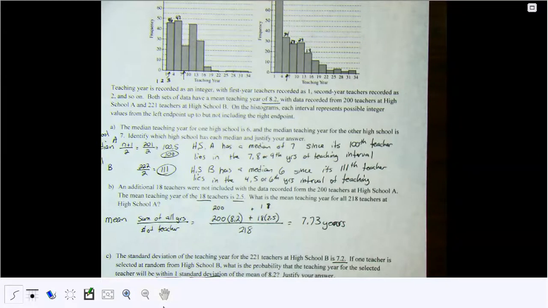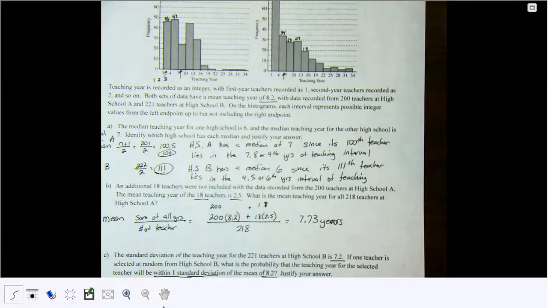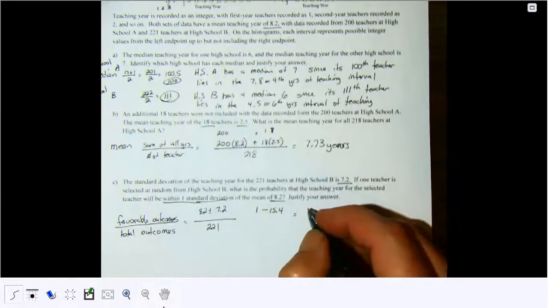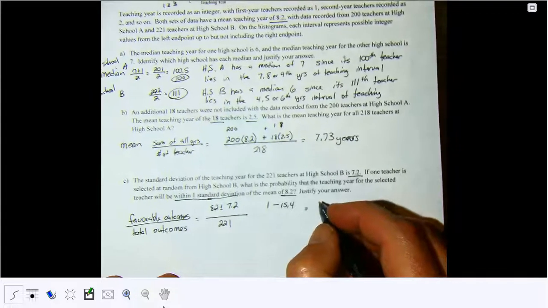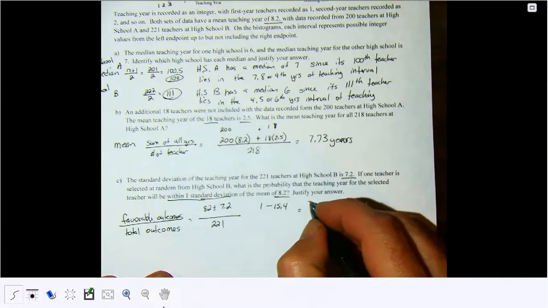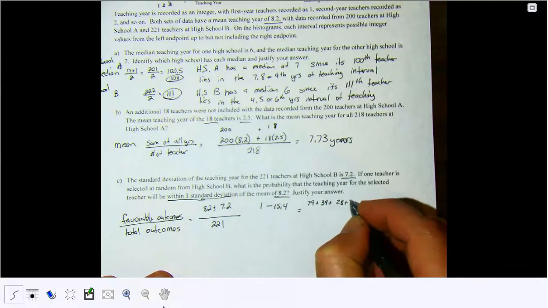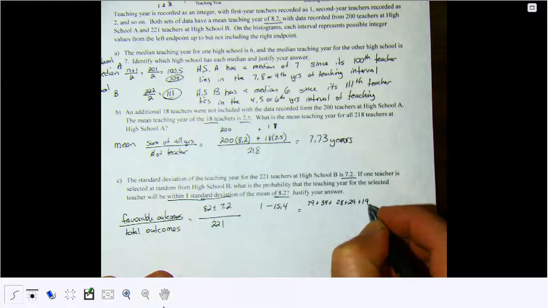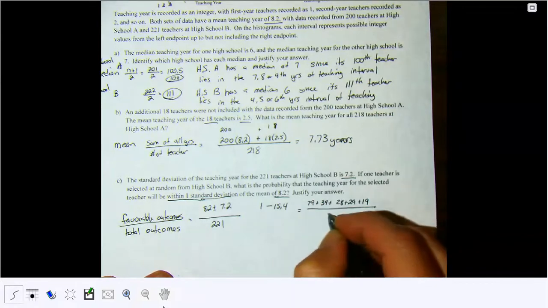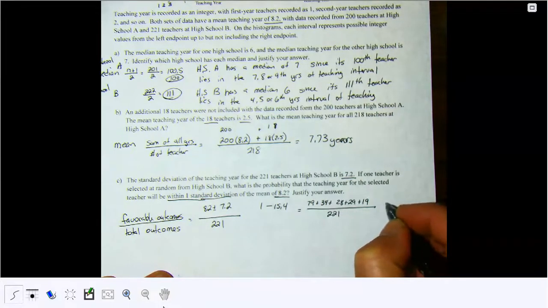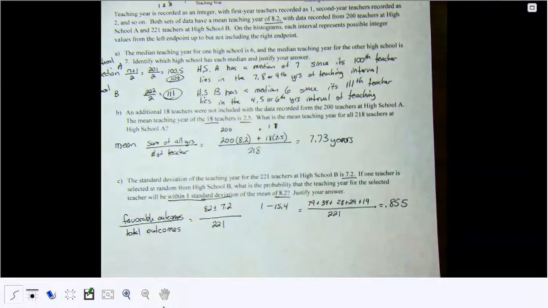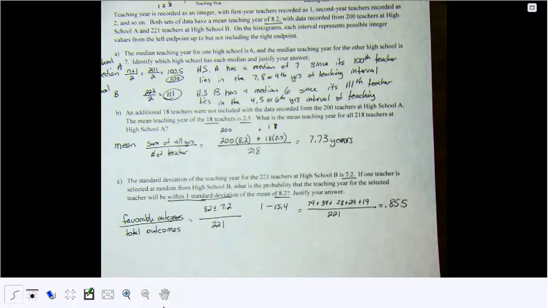Excuse me. Okay, so we're going to skip over this. I don't know what that step was. We're going to come back up here so you can actually see what I'm writing. We got 79 plus 34 plus 28 plus 29 plus 19, and again we're going to divide that by 221. So that turns out to be there's an 85.5% chance that they will fall within one standard deviation of the mean.